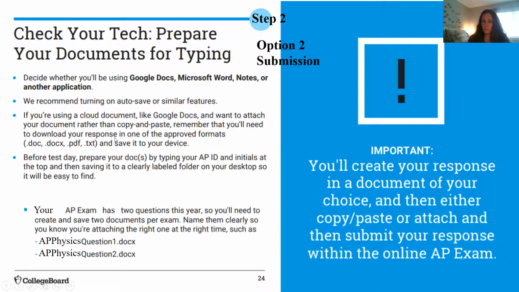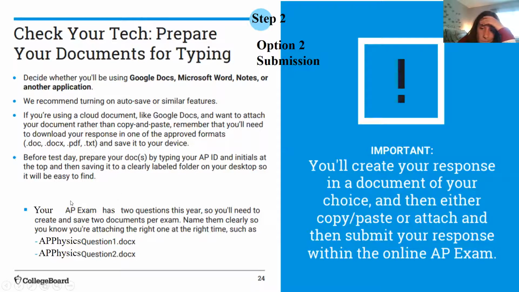If you're using the cloud like Google Docs and you want to attach that document, in other words, remember you're doing method 2 instead of copy paste, you need to understand that you have to download that and save it to your desktop somewhere as either a .doc, .docx, a .pdf, or a .txt. Again, remember there's no pictures. You can't have pictures in there, okay? Because they're thinking you cheated. You used 2 devices if they see a picture.